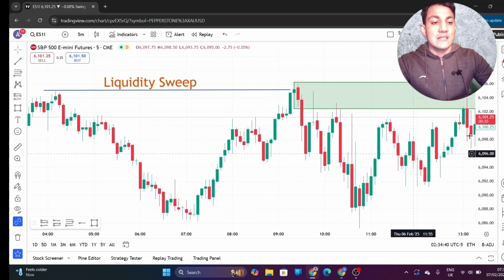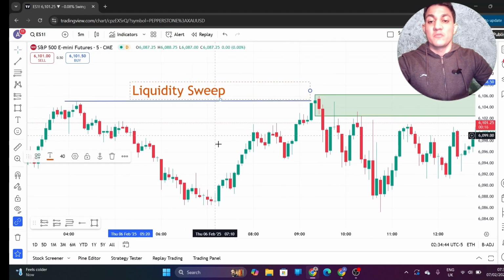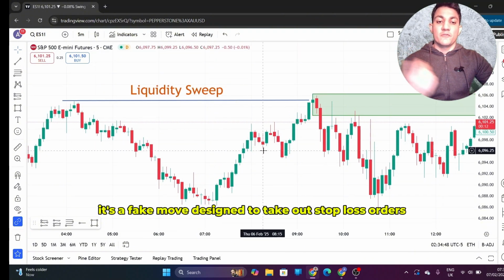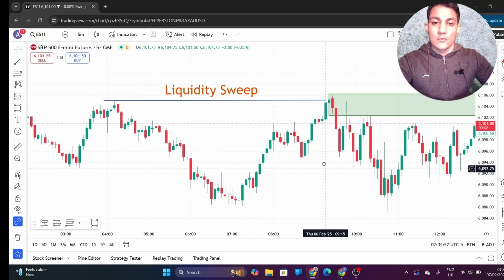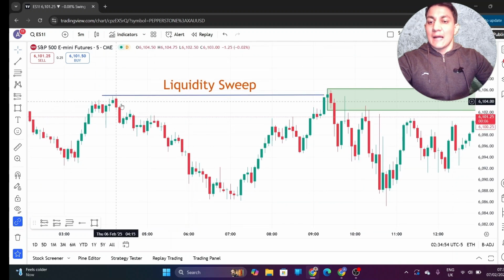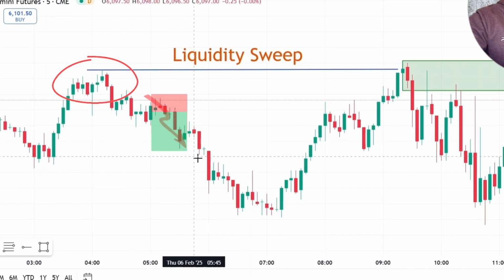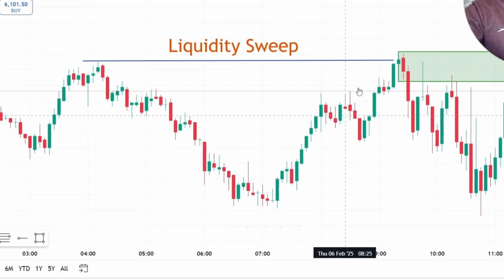So what actually is a liquidity sweep? Because this is the most misunderstood, but probably the second most important thing after liquidity itself. Now, a liquidity sweep is a fake move designed to take out stop loss orders, right? That's all it is. Let me just zoom out and make this a bit more clear. So at this high here, lots of people, as the S&P was getting shorted, would have sold, and they would have put their stop loss here, right? They thought, you know what, price has gone down massively. Very unlikely that price will go all the way up.